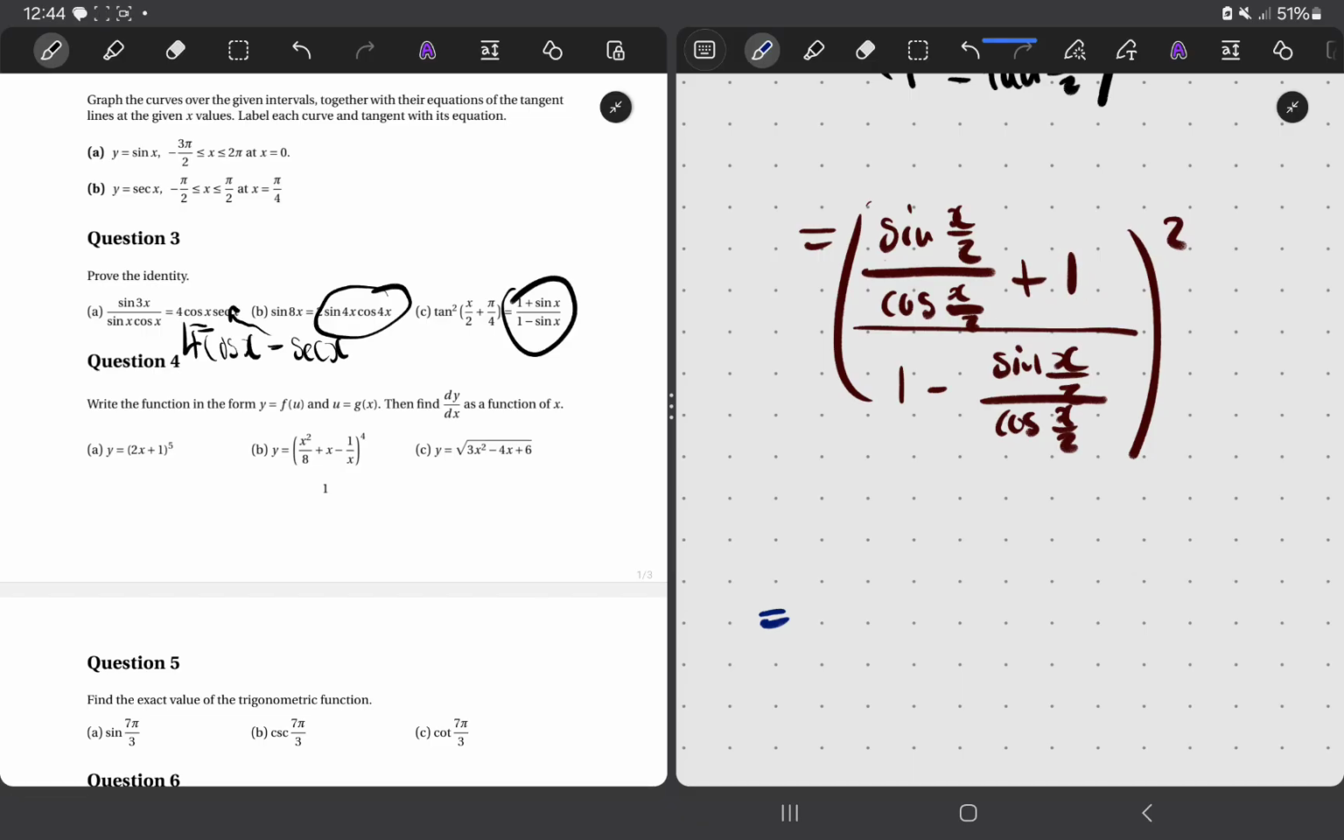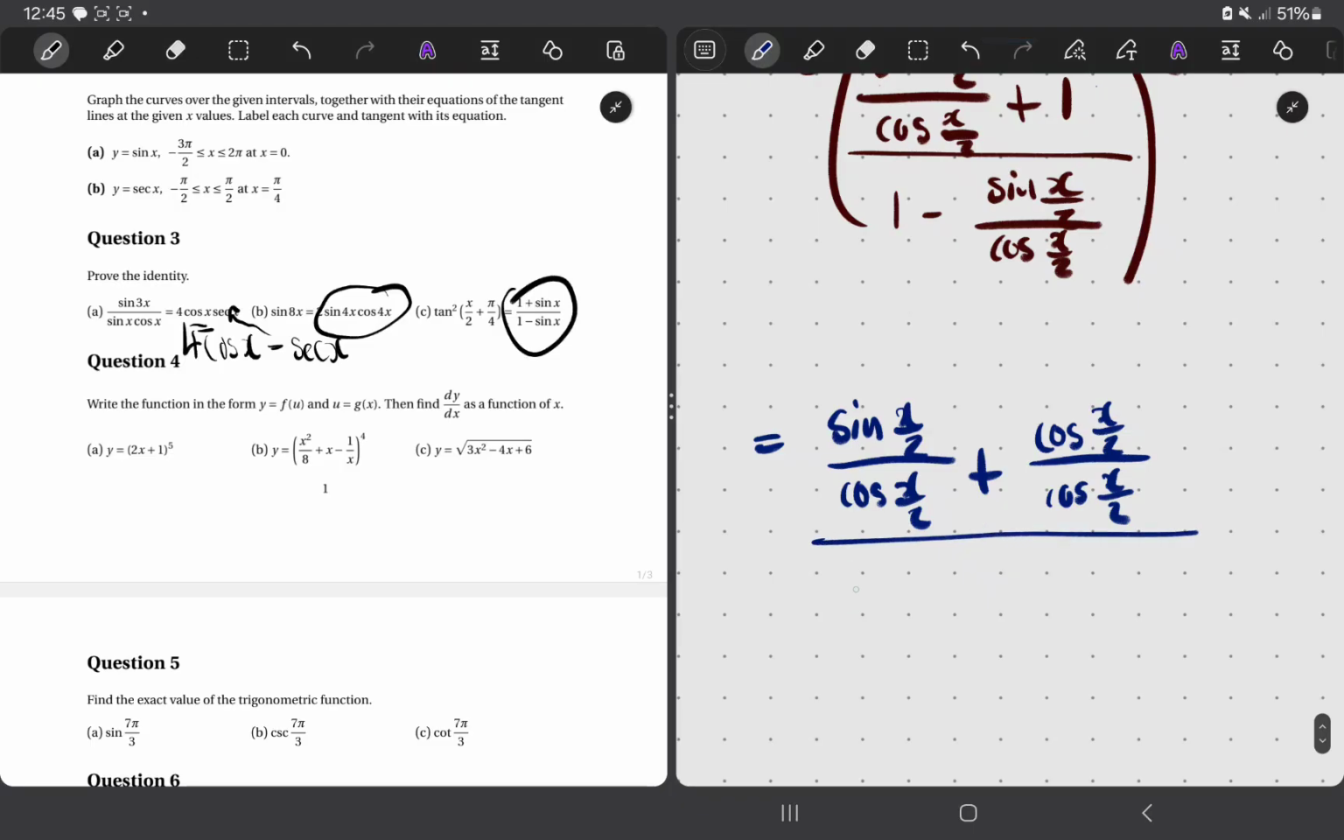They have to have the same denominator so that they make sense. I know what 1 is. 1 is cos x over 2 over cos x over 2. You know that, right? So I can just say this is going to be sine x over 2 over cos x over 2 plus, instead of 1, I'll say cos x over 2 divided by cos x over 2, all over 1 is cos x over 2 divided by cos x over 2 minus sine x over 2 divided by cos x over 2.